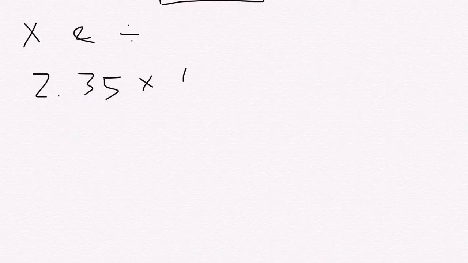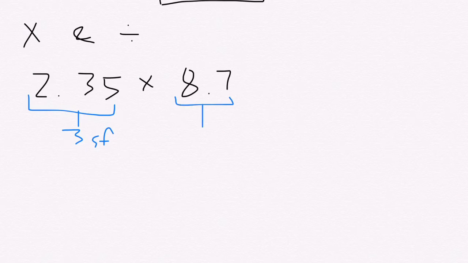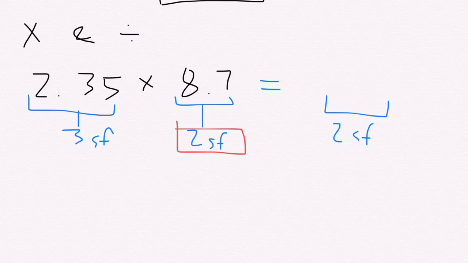The next thing would be multiplying and dividing. This is actually easier than adding and subtracting because all you need to do is basically, let's say we have 2.35 times 8.7. This has 3 sig figs, right? This has 2. So our product will also have 2 sig figs. So you basically just take the smaller number of sig figs, and write that as the product.